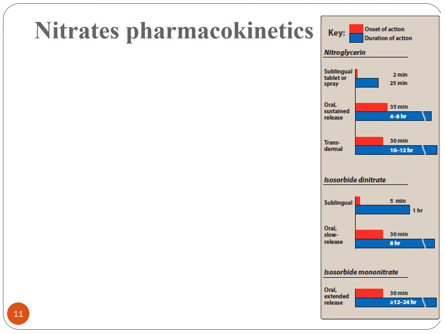Isosorbide dinitrate slow oral, its effect starts after 30 minutes and the duration is 8 hours. While isosorbide mononitrate, the onset of action starts after 30 minutes and the duration of action is more than 12 hours to 24 hours.